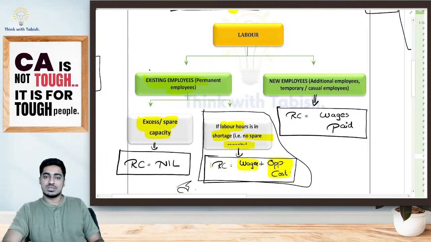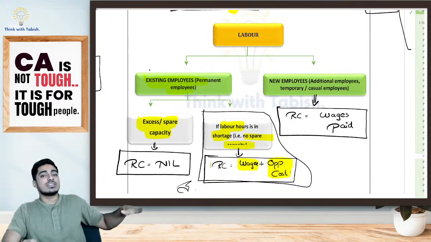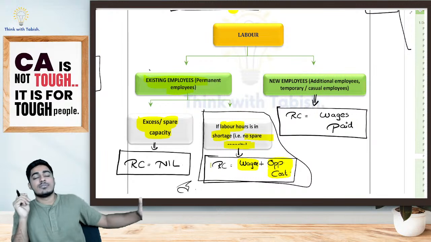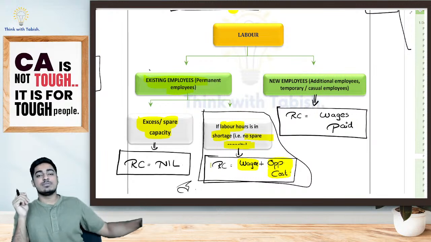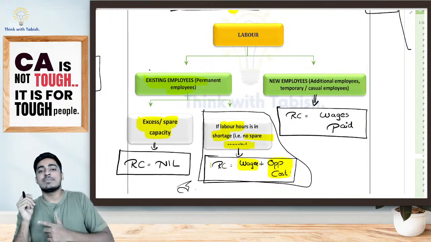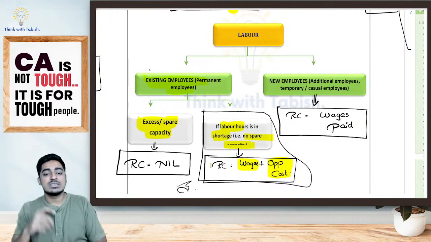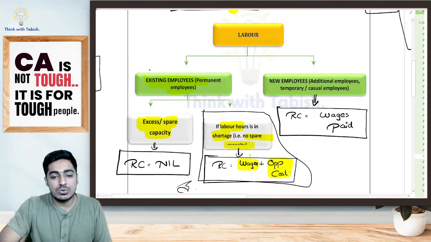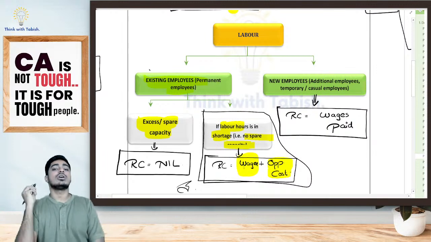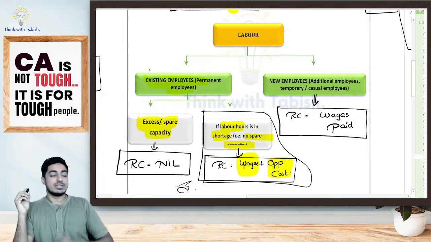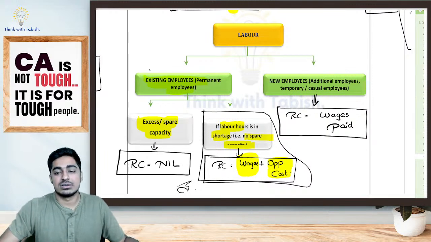Think of it, students. He is my permanent employee. I had that employee at the start of the month. When I was taking only CA inter, that time also I was paying 15,000 wage. Now, when I've started CA final, still I'm paying 15,000 only wage. Then why am I including this wages cost as a relevant cost? Think.